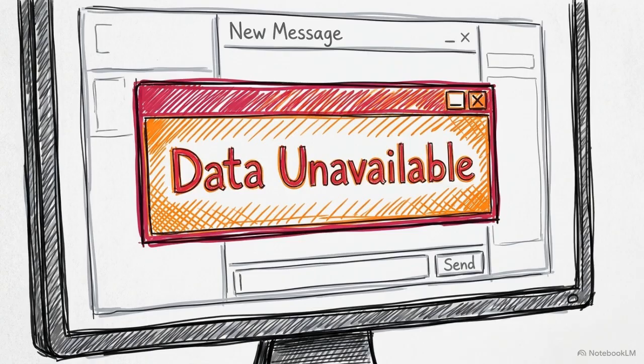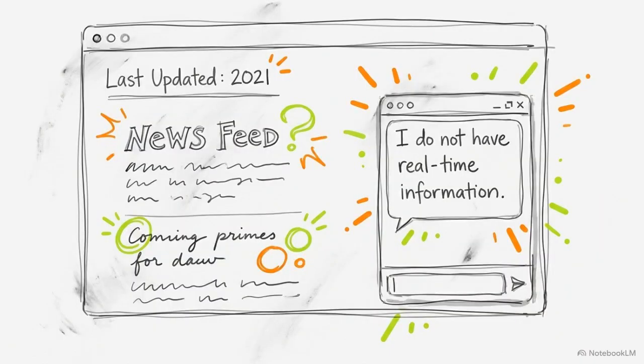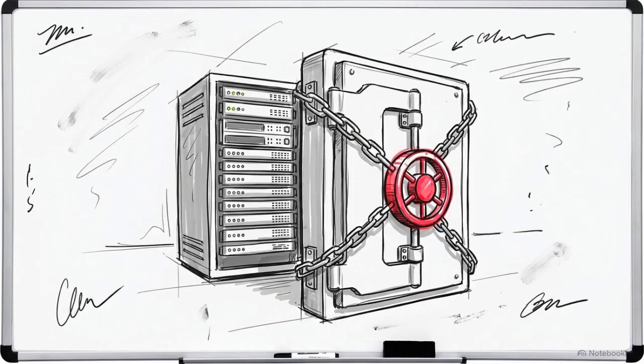This amnesia is compounded by two other blind spots. There is the cutoff problem, where the model's knowledge is frozen in time, leading to hallucinations about current events. Then there is the privacy wall, an absolute inability to see internal, proprietary documents.